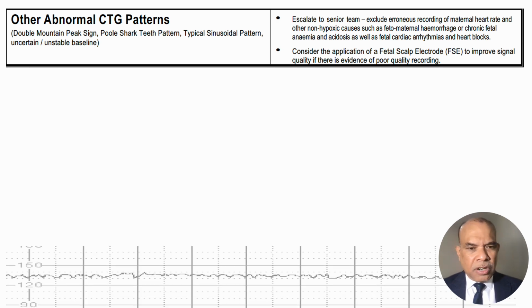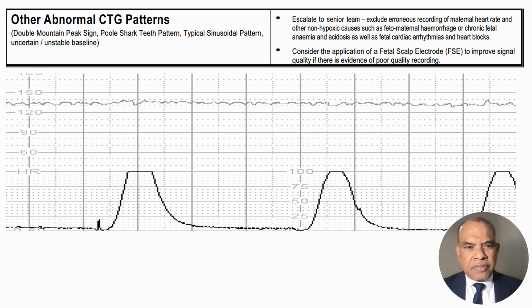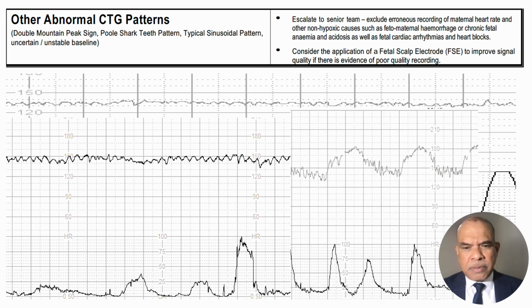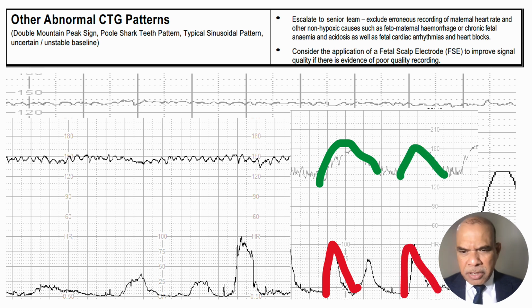Finally, we also wanted to highlight some of the abnormal patterns, like the typical sinusoidal pattern you get with chronic fetal anemia and acidosis, and the pool shark teeth pattern you get with acute fetal-maternal hemorrhage. And you can see there's a mountain here, a mountain here, a mountain here. That is what we call the double mountain peak sign, which we usually get in the second stage of labor when we wrongly monitor the mother's heart rate as the fetal heart rate.